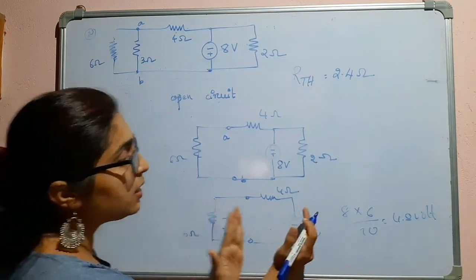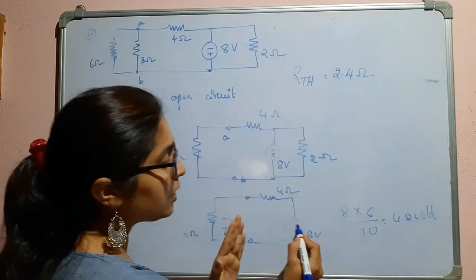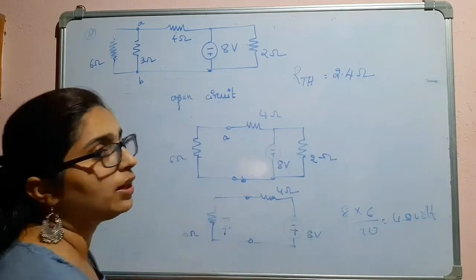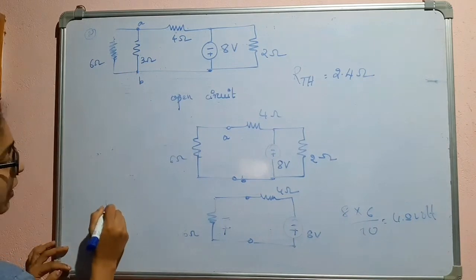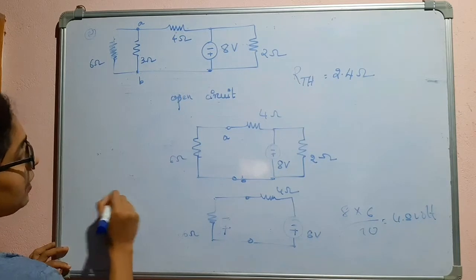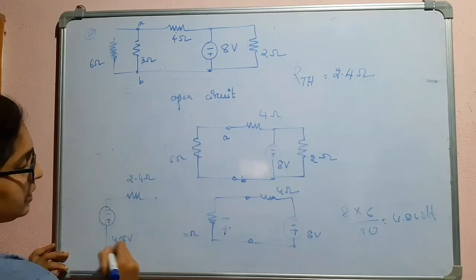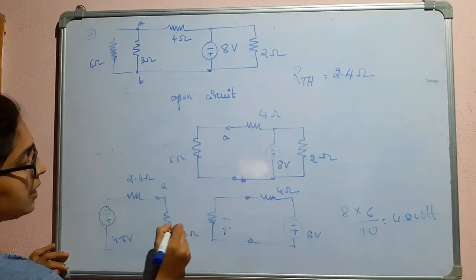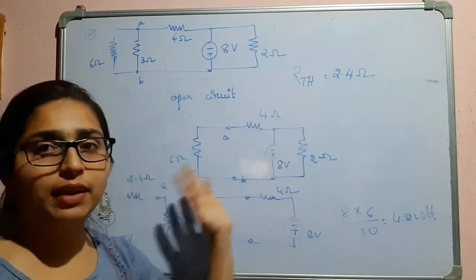This is the voltage. I have taken it this way because of the sign convention of this voltage source; in that way only it will be divided. So here we will have minus plus, that is 4.8 volts, and then we have RTH, that is 2.4 ohms, and this is the terminal AB, and I am keeping the resistor as it is, that is 3 ohm. So this is the Thevenin's equivalent circuit.